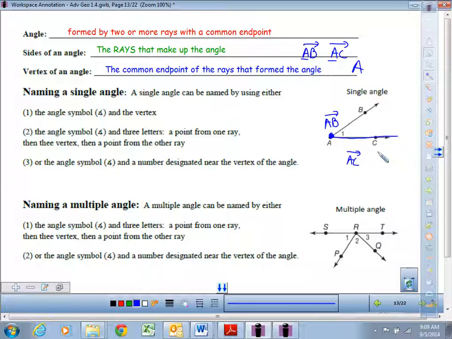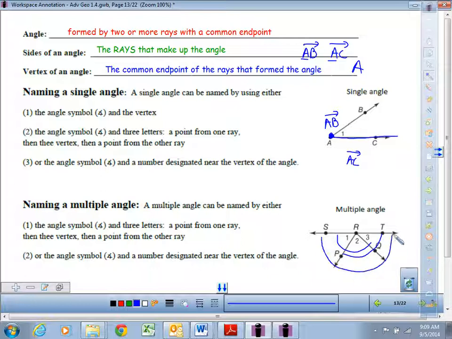Now, we're going to have to name these angles. We can do it 3 ways when we have just a single angle, meaning here's an angle by itself. Not like this. Most of you probably see 3 angles, but there are actually many more than 3 angles. There's 1, 2, 3 like numbered, but then you also have those 2 combined. That would form another angle. These 2 combined would form another angle.